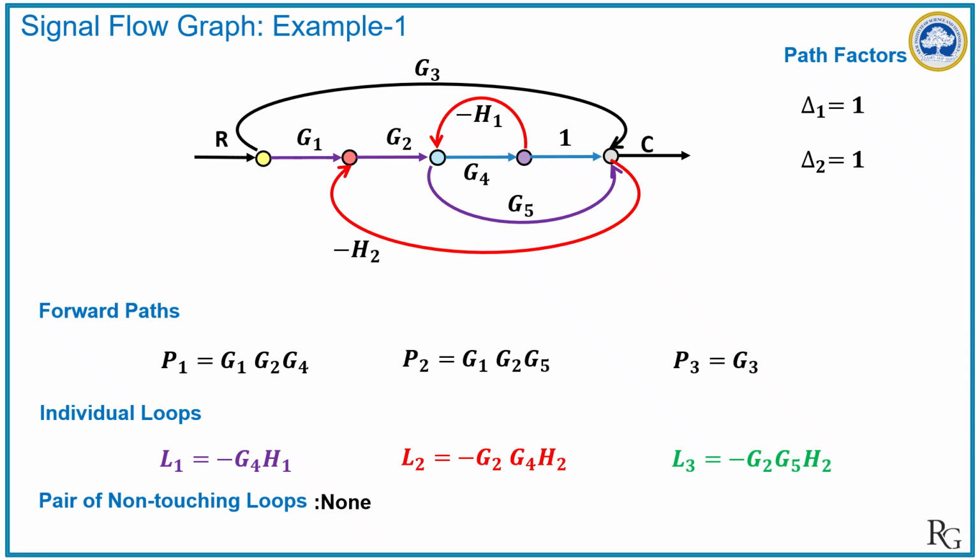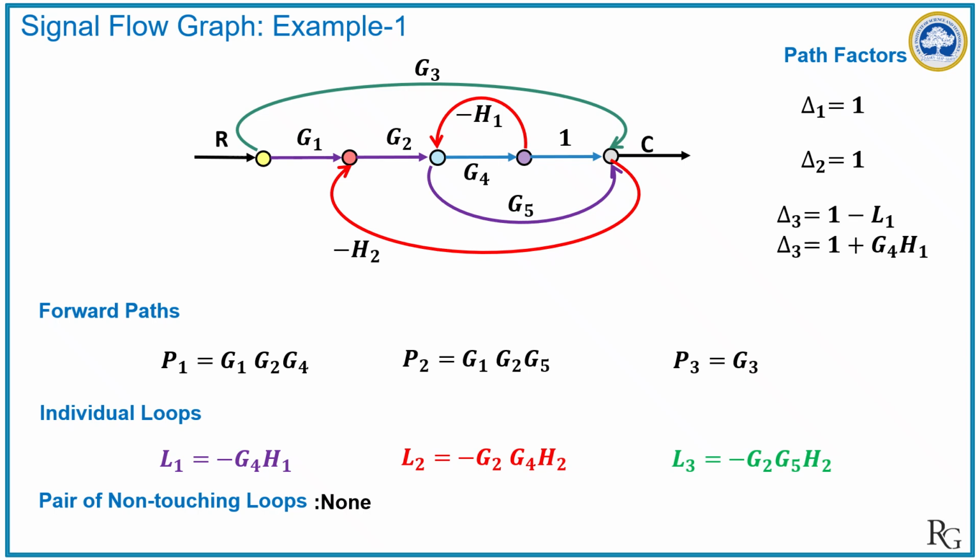So that's why delta 2 is 1 minus 0, so delta 2 is 1. Similarly, for path P3, we will see what the non-touching loops are. We have found that there is only one non-touching loop to this particular path P3, and that loop is L1. So we have delta 3 as 1 plus G4 H1.